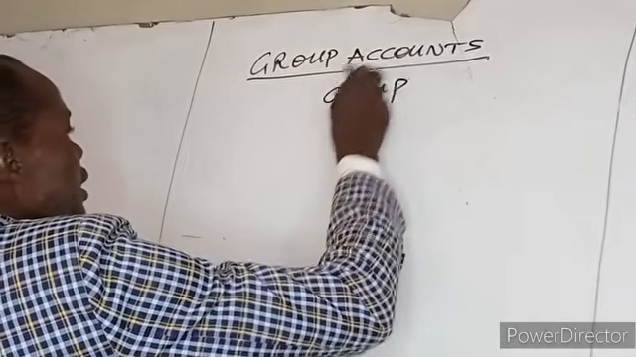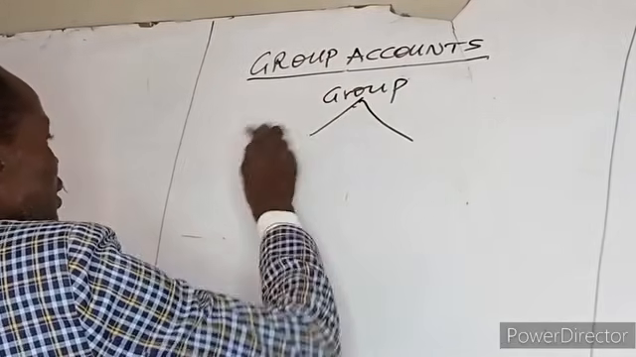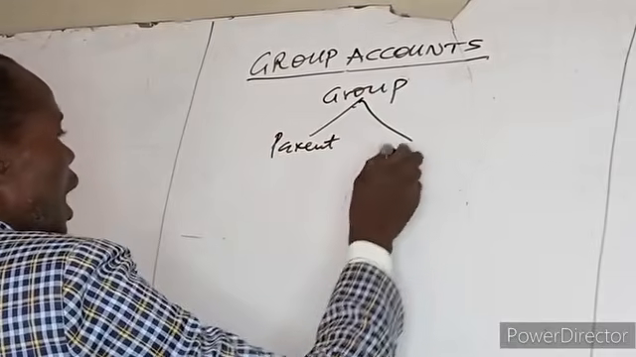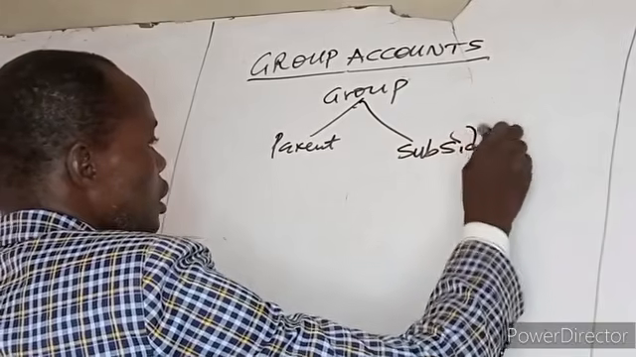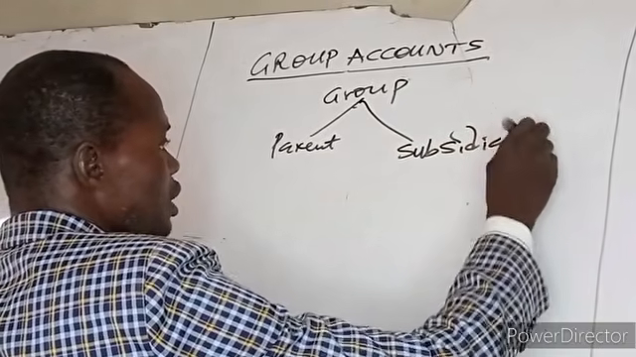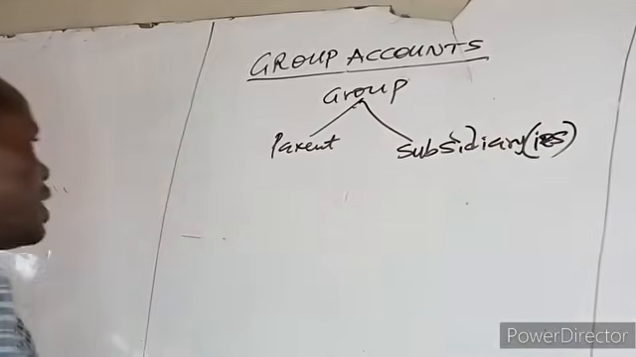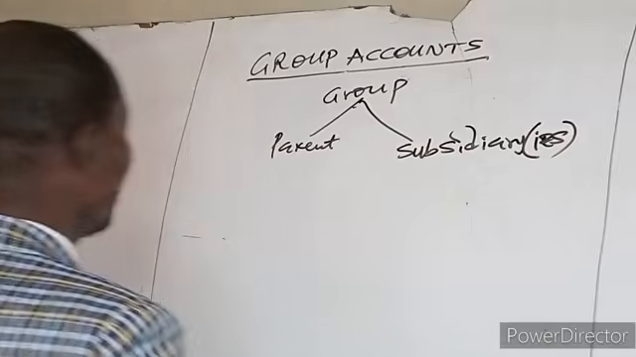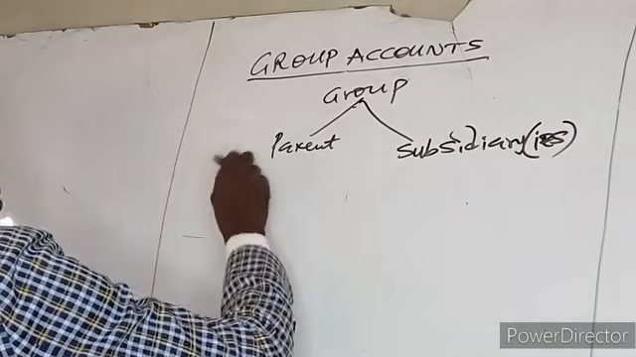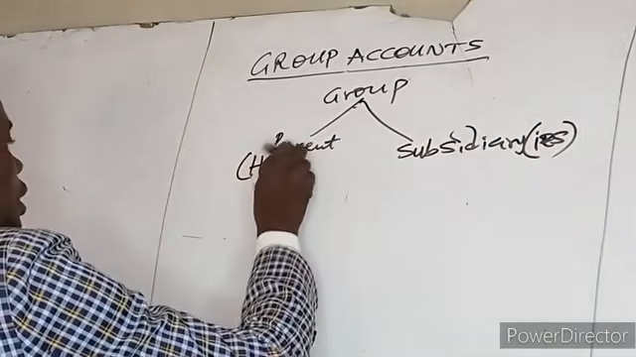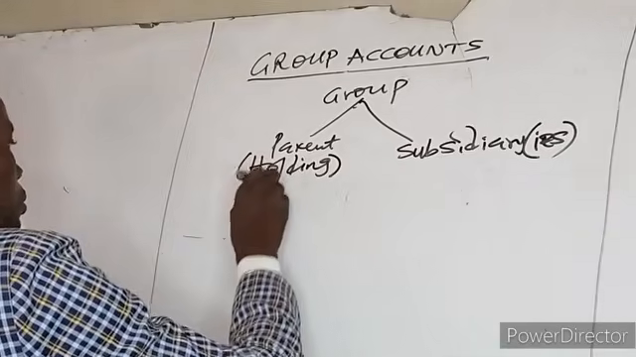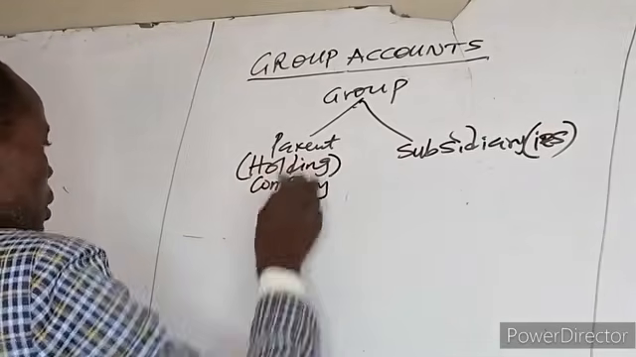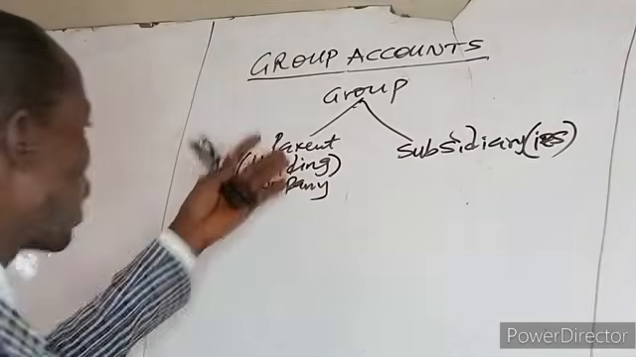A group comprises the parent and the subsidiary or subsidiaries. The parent company is also called the holding company.